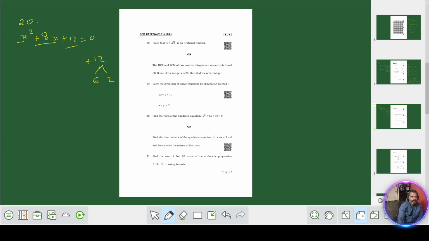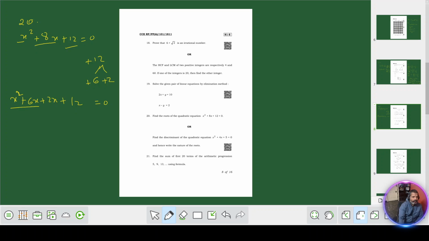So 6 twos are 12. Both plus: plus 6 into plus 2 we get plus 12. Plus 6 and plus 2 when added you get plus 8. So instead of plus 8x you have to write plus 6x plus 2x and continue. That is like this: x square plus 6x plus 2x plus 12 equal to 0. Okay.